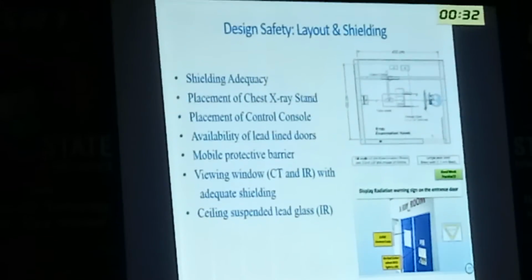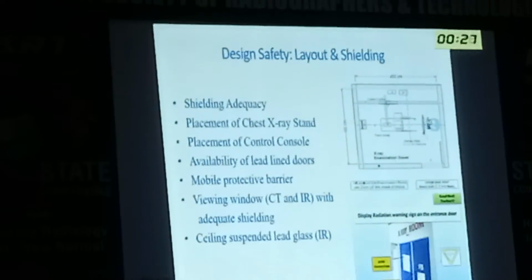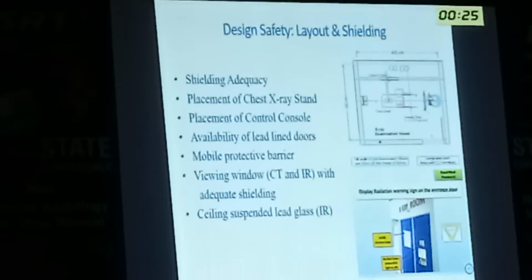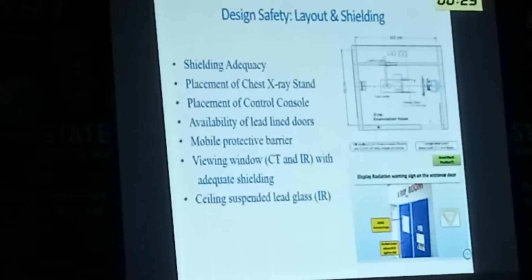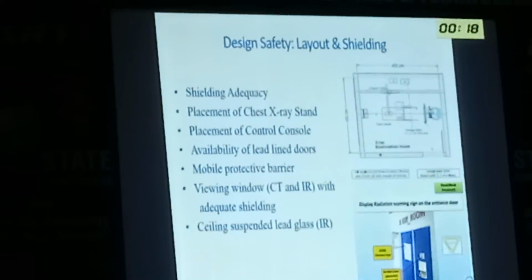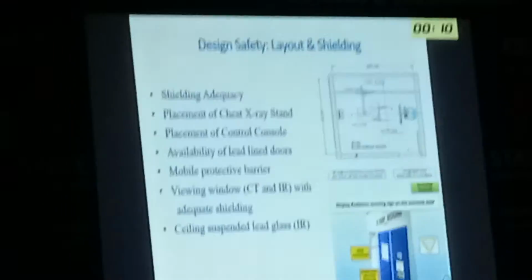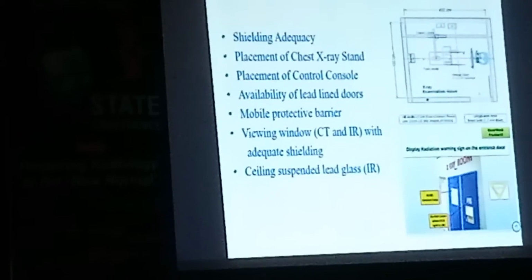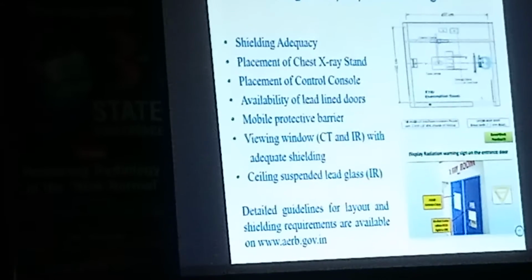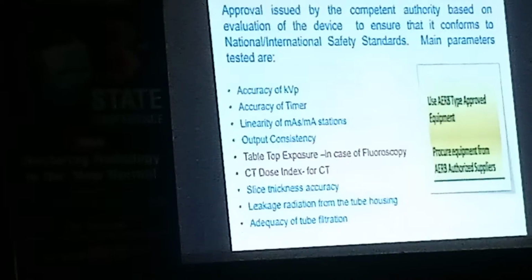Then shielding layout, model guidelines are there on the AERB website. What are the shielding requirements? Then placement of chest access stand, placement of control console, mobile protective barrier, viewing window, particularly for CT and IR with adequate shielding. Then ceiling suspended lead glass for IR, and there should be some X-ray warning symbol or light. Then detailed guidelines are already available on this website. You can have a look.